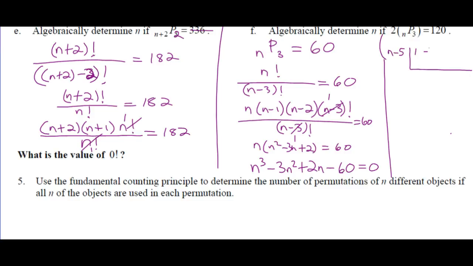Okay? So we know that 5 works, so we're going to go n minus 5, and we're going to go 1, negative 3, 2, negative 60, so 1. Negative 3 minus 5 is negative 2, 2, negative 10, that's 12, negative 60, that's 0. So we've got n minus 5, we've got n squared plus 2n plus 12. And that's equal to 0, right? Don't forget that equals 0.